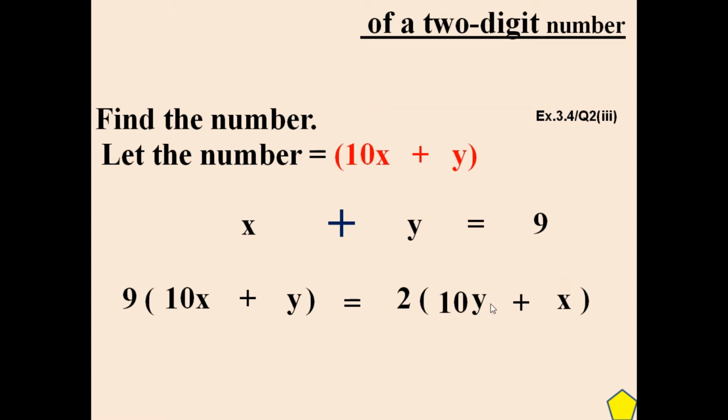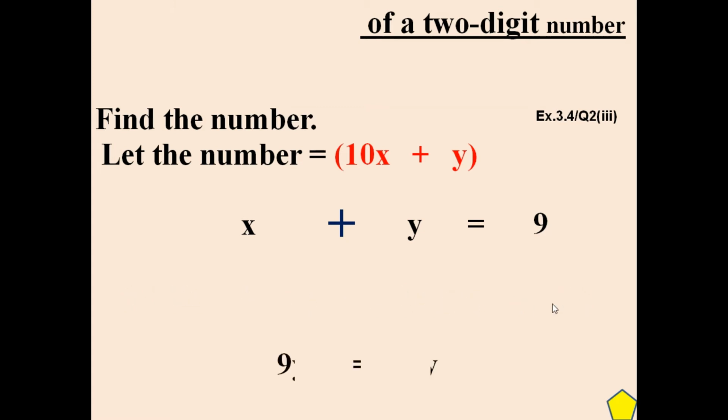We open this bracket by multiplying on both the sides. We get this. Put the like terms together. So 2x comes this side, 9y can go that side. So it becomes 88x equal to 11y. Both the coefficients are multiples of 11. It can be further interpreted like this.